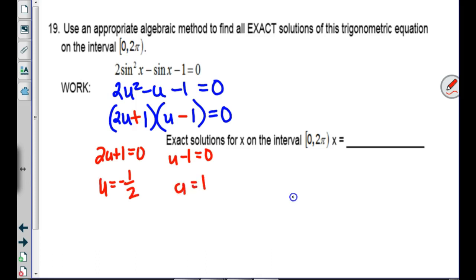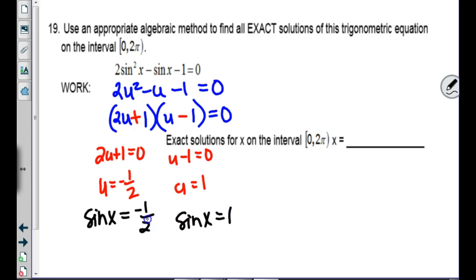Are we done? Now we have to set, what was u again? Sine of x. So the sine of x is negative 1/2 and the sine of x is 1. Now, did anybody read the directions, which I kindly put down next to the blank again? Yes. Only 0 to 2 pi. Okay? Right, 2 pi n doesn't need to be anywhere.